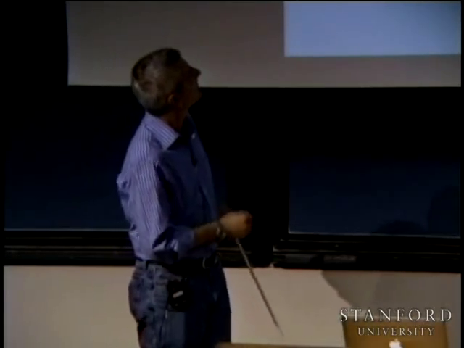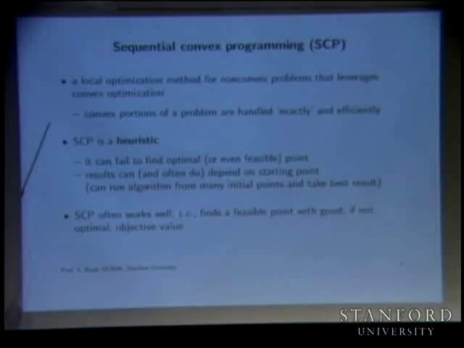Now, the advantage of this is that the convex portions of the problem are handled exactly and efficiently, because in a lot of problems, and we'll see from even our baby examples, a lot of the problem is convex. Huge parts of the objective are convex, lots of constraints. Very typical constraints are just upper and lower bounds on variables. A lot of these are going to be convex, and those are going to be handled exactly.